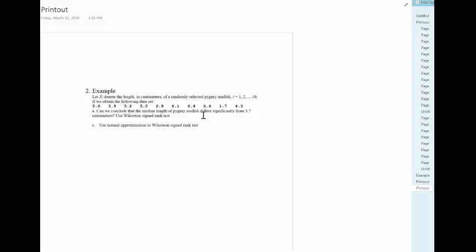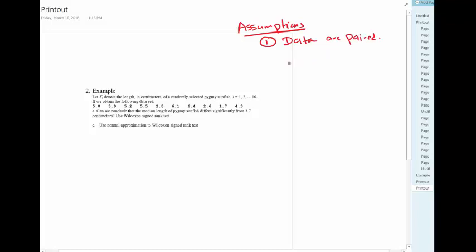In this video, we are going to learn how to use the Wilcoxon signed rank test to test for median. So first I want to write down the assumptions. The first one is that the data is paired. So you have paired data. Then the second one is that the difference is not normal. So when you take the difference between the means, they are not going to be normal.